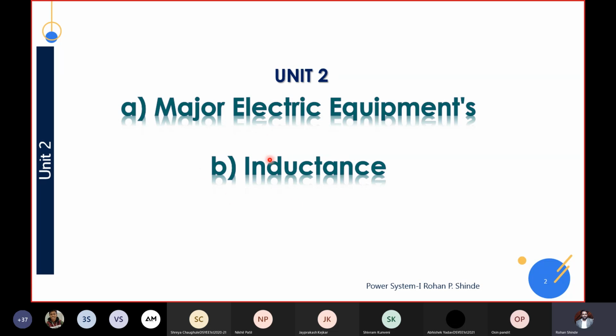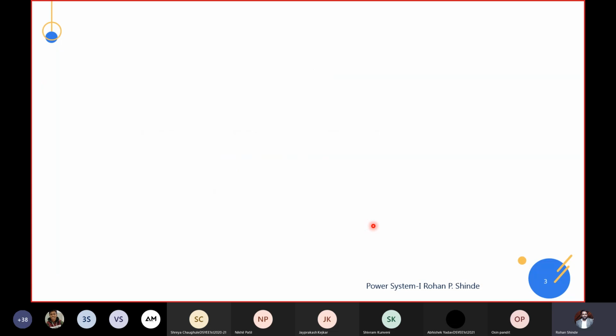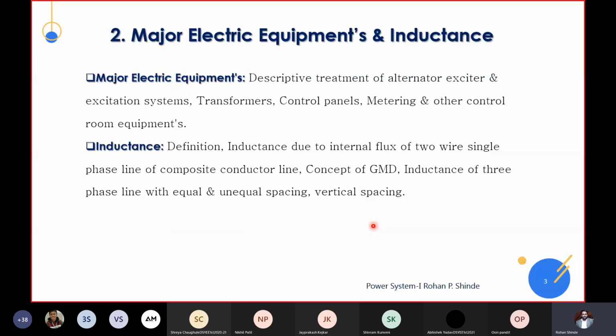Okay, so inductance is the most important part in this unit number 2, because unit number 3 is fully dependent upon this. Okay, so this is unit number 2. Now we will start unit number 2. Before starting unit number 2, we will see the syllabus of unit number 2. So see here, this is the syllabus of unit number 2.